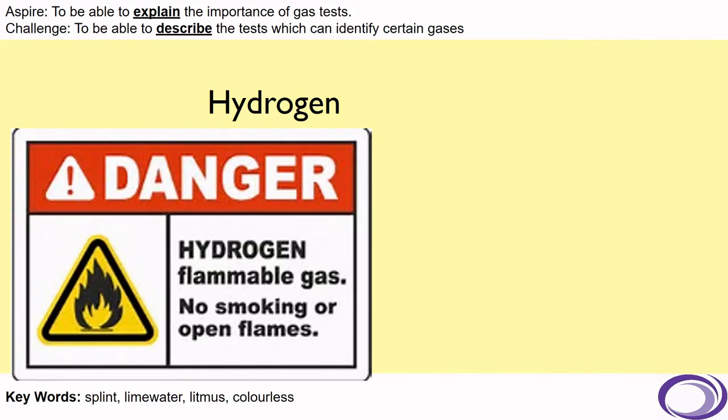So the first gas we are going to look at today is hydrogen. Hydrogen is a flammable gas, and you can't expose the hydrogen to open flames. This actually was the cause of a famous disaster called the Hindenburg disaster. And I'm going to insert that video for a little bit of context before I show you how we test for hydrogen.